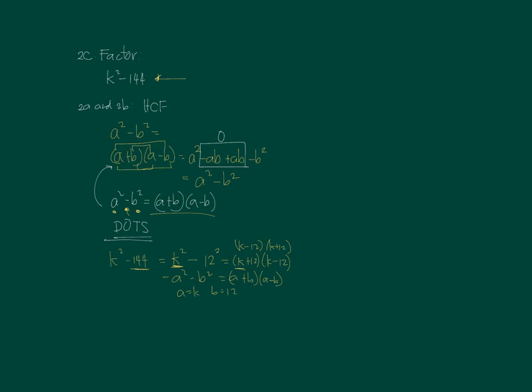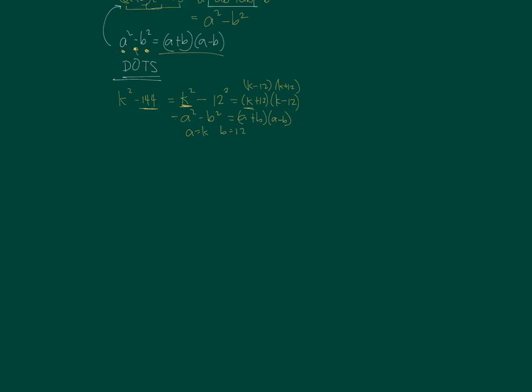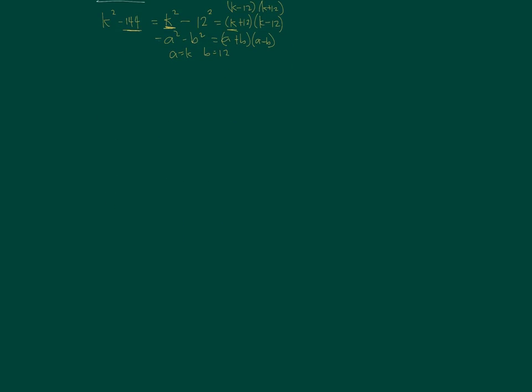So let's go to the next. So in the next one, this is 2D, you were given 24m squared minus 150. Now, whenever you factor, we have learned two types already.